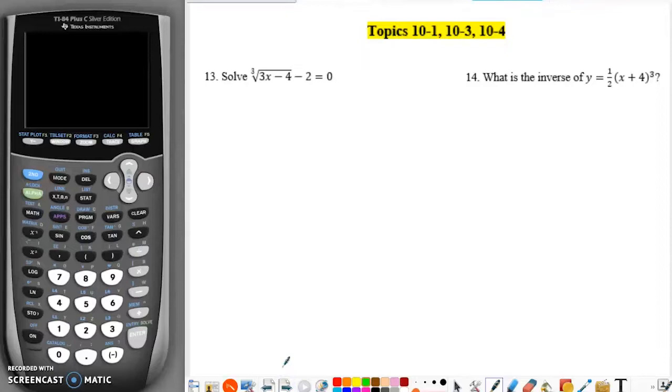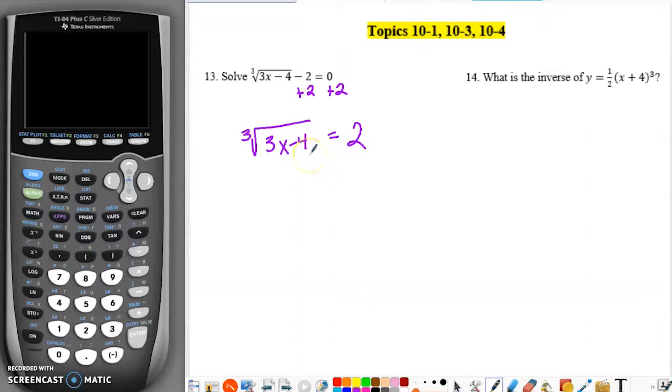Looking at 13 and 14, this is wrapping up topic 10. This one we are solving cube root of 3x minus 4 minus 2 equals 0. So this one's very similar to a problem you saw in topic 9. So first, we're going to add that 2 over to the other side. So we're going to have cube root of 3x minus 4 equal 2.